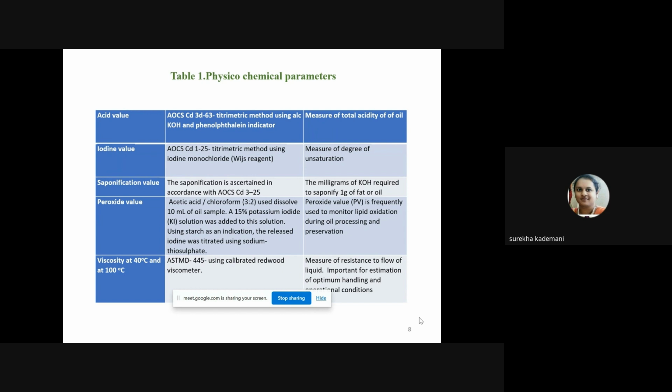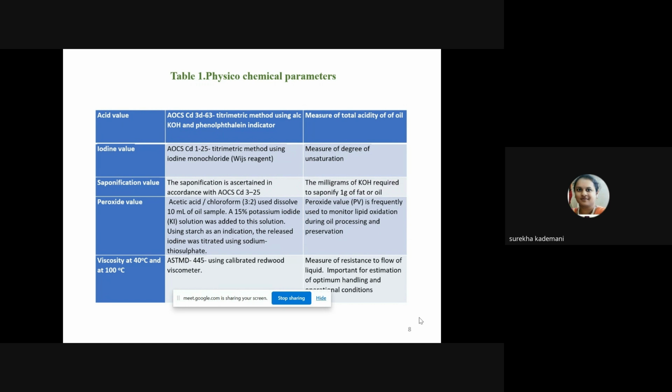The second factor is iodine value. This is according to the AOCS Cd 1-25 titrimetric method using iodine monochloride, that is Wijs reagent. It is used to measure the degree of unsaturation. Saponification value is according to the AOCS Cd 3-25 method, and it gives the amount of KOH required to saponify 1 gram of oil or fat.